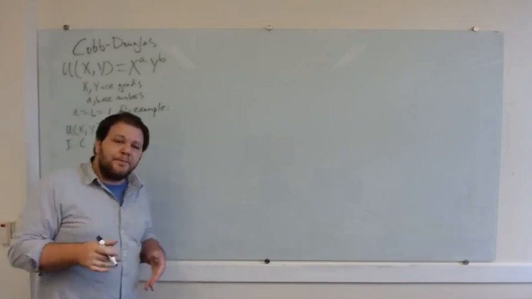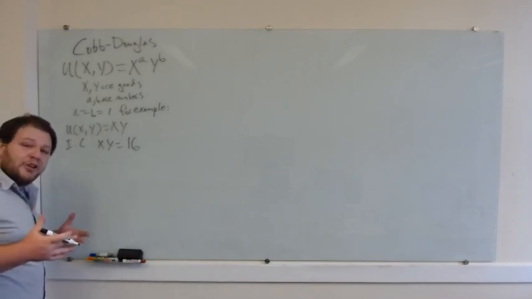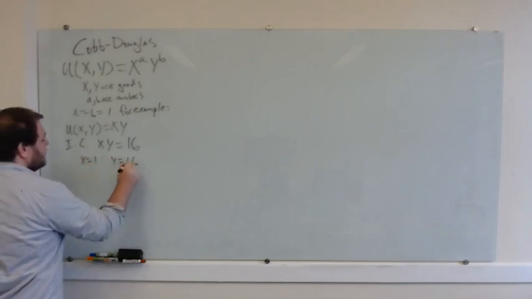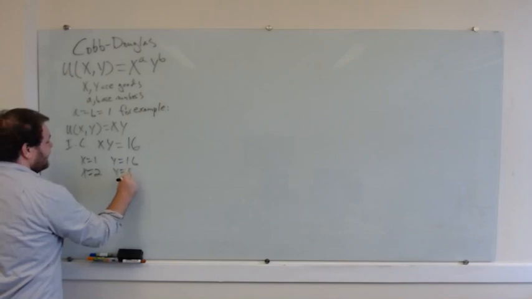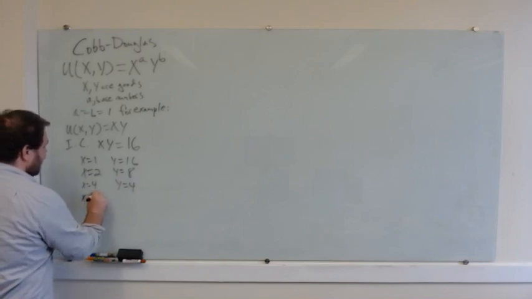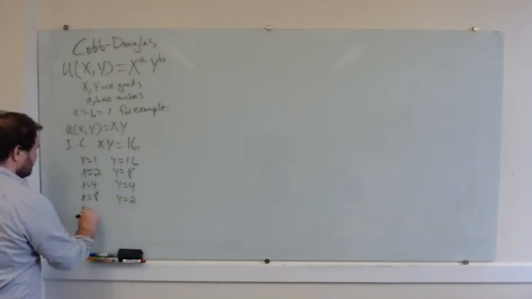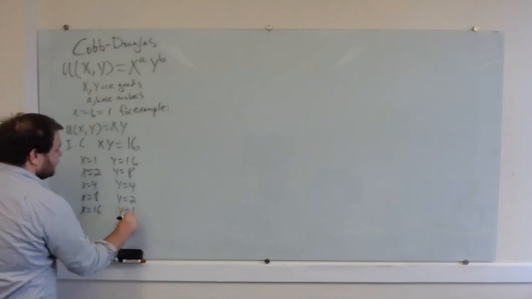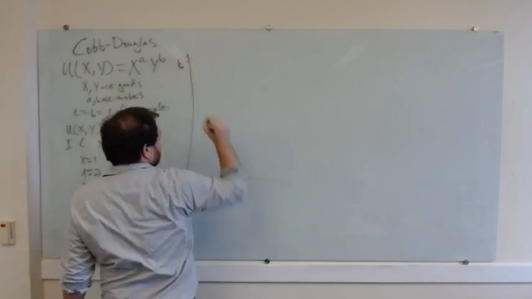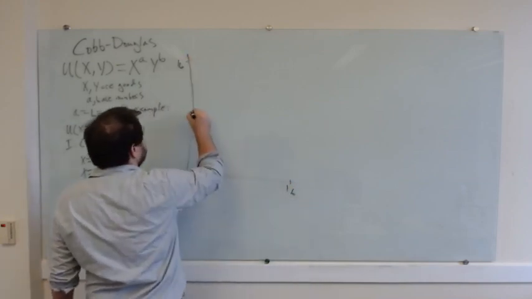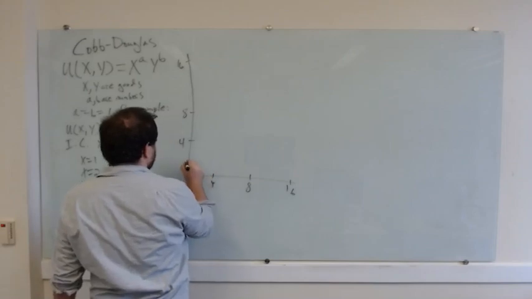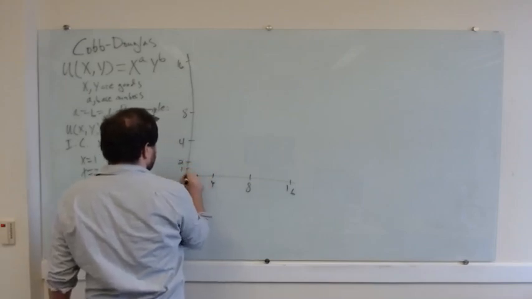And let's think about what this looks like. To do this, we can think about all the combinations of x and y that'll get us to a utility of 16. We can do this with x equals 1 and y equals 16, x equals 2, y equals 8, x equals 4 and y equals 4, x equals 8, y equals 2, and x equals 16, and y equals 1. Right, so if we wanted to graph this, we'd plot 1 and 16, 2 and 8, 4 and 4, 8 and 2, 16 and 1, right?